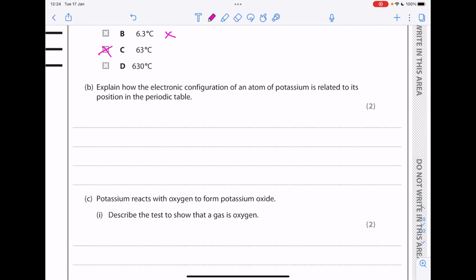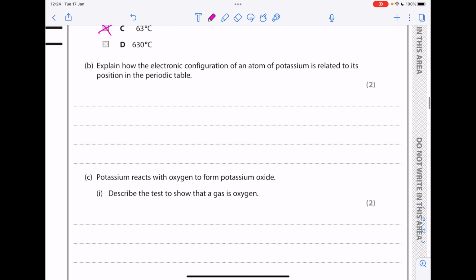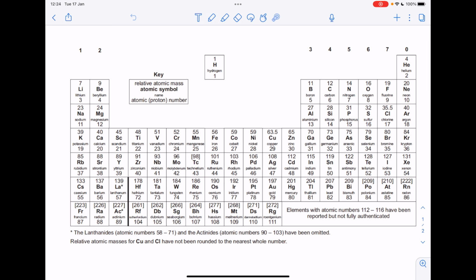Explain how the electronic configuration of an atom of potassium is related to its position in the periodic table. This is all to do with the number of electrons in the outer shell. So potassium has 1 electron in its outer shell, meaning it's in group 1. And then if you look at it here, so we've already talked about the fact that it has 1 electron in its outer shell, so it's in group 1.